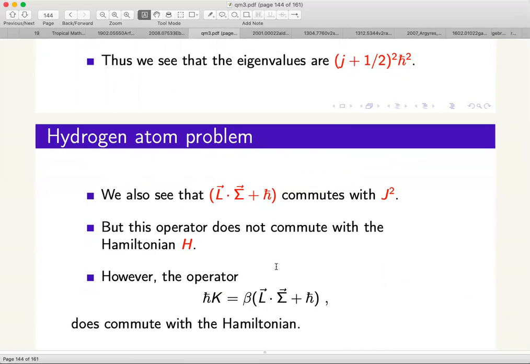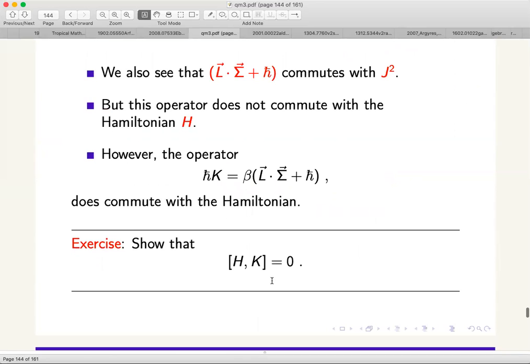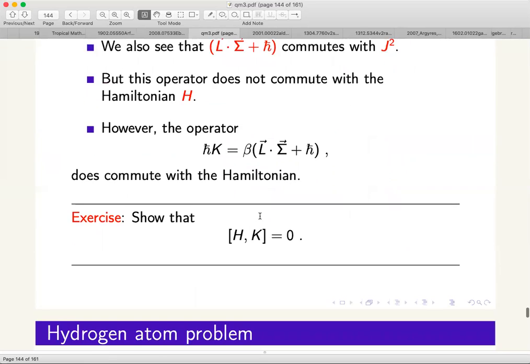But the operator actually doesn't commute with the Hamiltonian. So we define a new operator K, which is beta times L dot sigma plus H bar, and this is an operator which commutes with the Hamiltonian. I don't know whether I have given that as an exercise. It's a straightforward exercise.